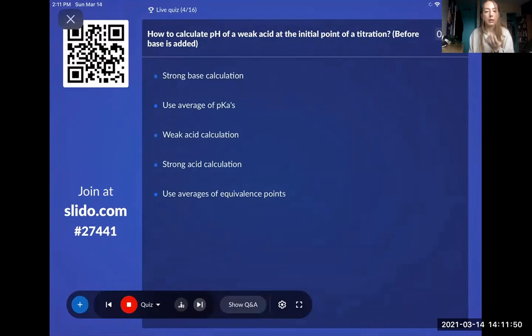Okay, so this question is just asking, how do you calculate the pH at the beginning of a titration at the initial point when you have a weak acid?